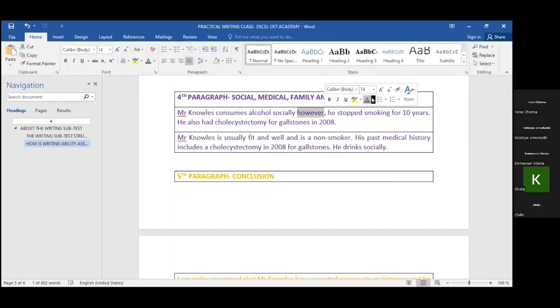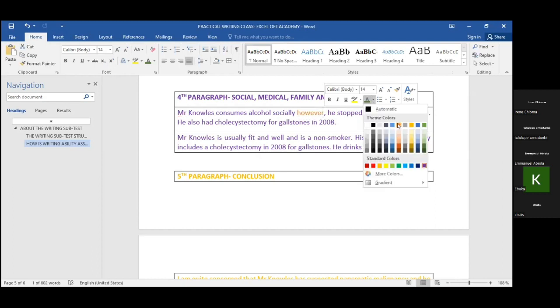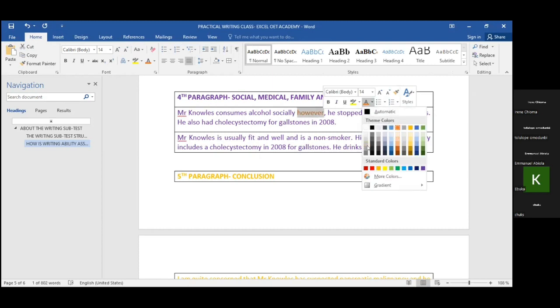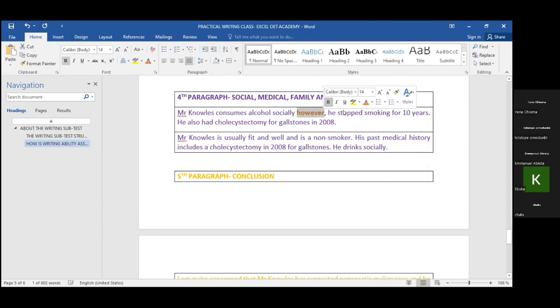This is a very, very good connector. Trust me. Some people just make simple sentences. The more you use connectors in the right way, the more complex your sentences are, and when you make your sentences complex, you score more marks. Let me use a compound sentence for you now so you see how it sounds. If I say Mr. Knowles consumed alcohol socially and he stopped smoking for 10 years.